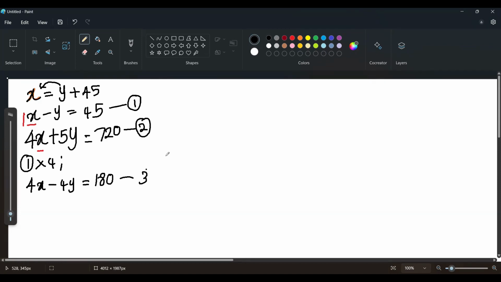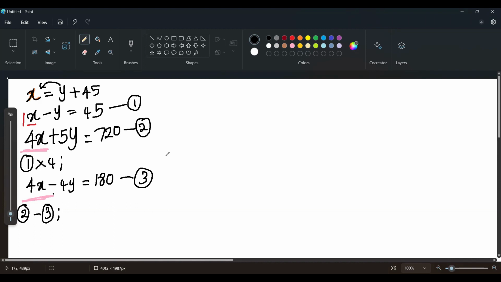That's the third equation. Now this one is plus what? Plus 4x. Here also we have plus 4x. Both are the same plus value, no? If both are plus values, you can subtract them. So you can take second equation minus third equation.